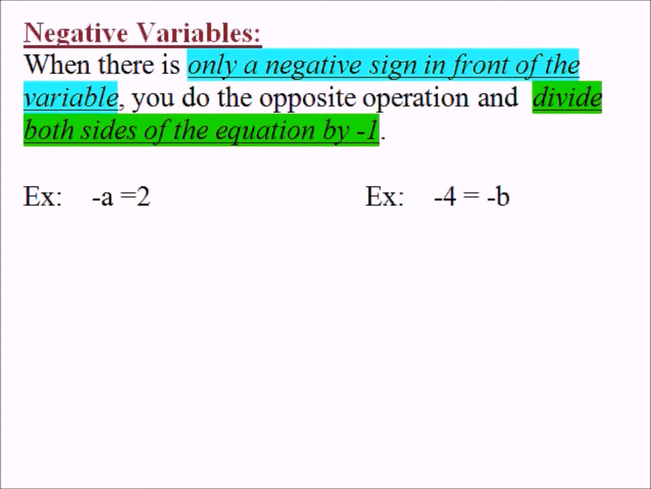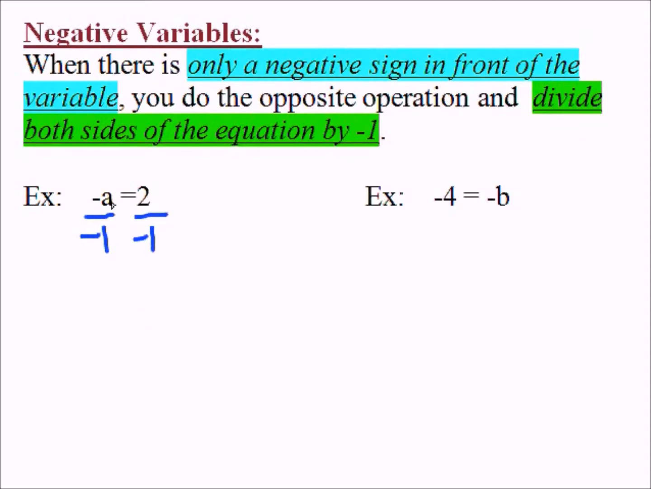The next two examples are the oddballs of solving negative variables. When there is only a negative sign in front of the variable, you do the opposite operation and divide both sides of the equation by negative 1. Let's take a look. Negative a equals 2. Notice there's just a negative sign in front of the a, meaning the a is not entirely by itself because it has a negative there. To get rid of it, we're going to divide both sides by negative 1.